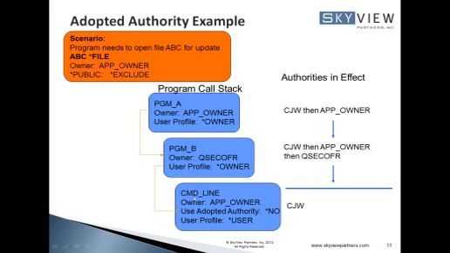So the scenario is this. We have a program that's called command line. It's calling the API that puts up the command line. It is also owned by application owner, but it is configured to be user profile star user.